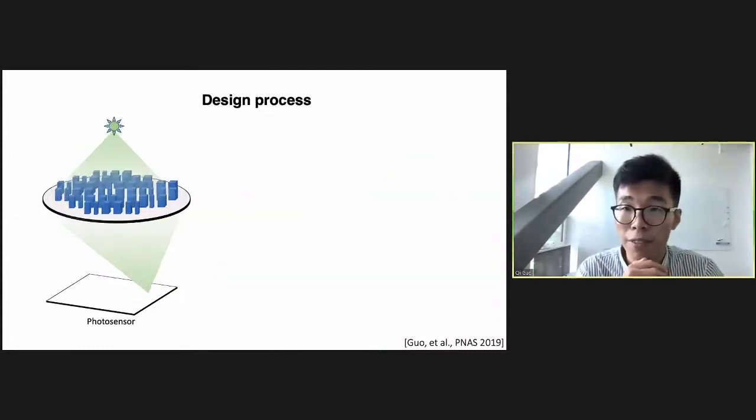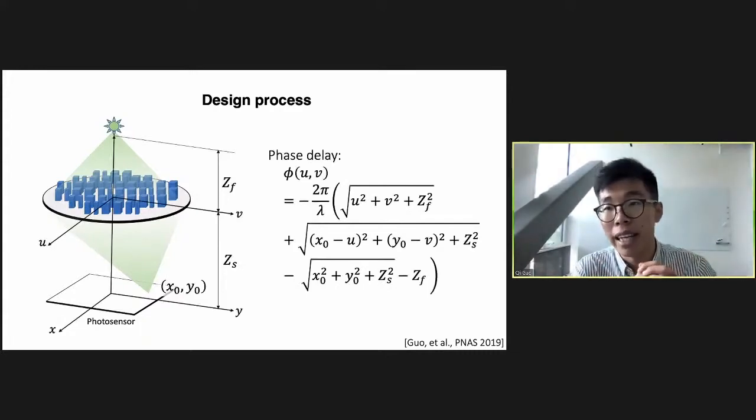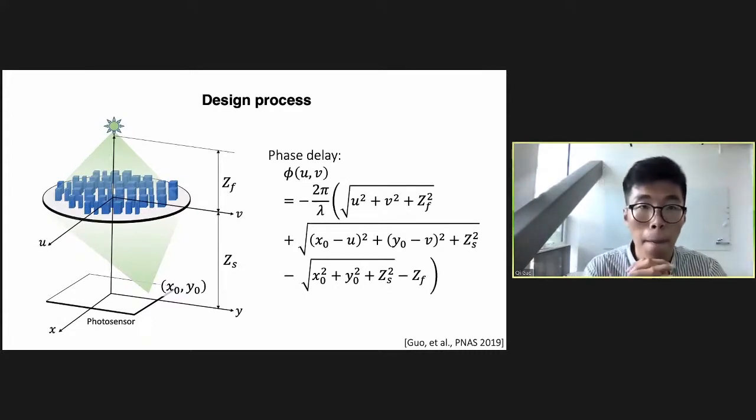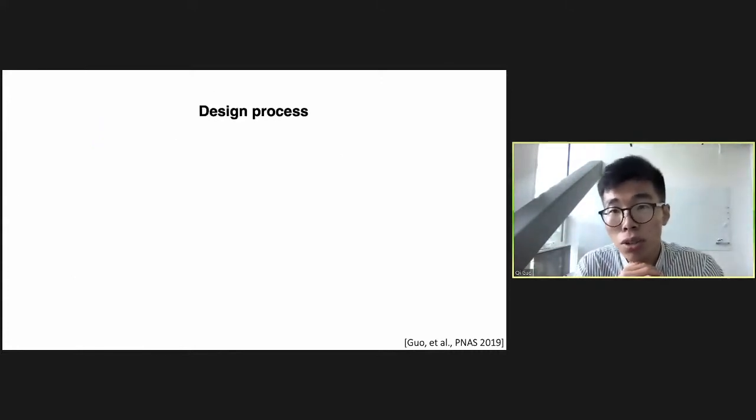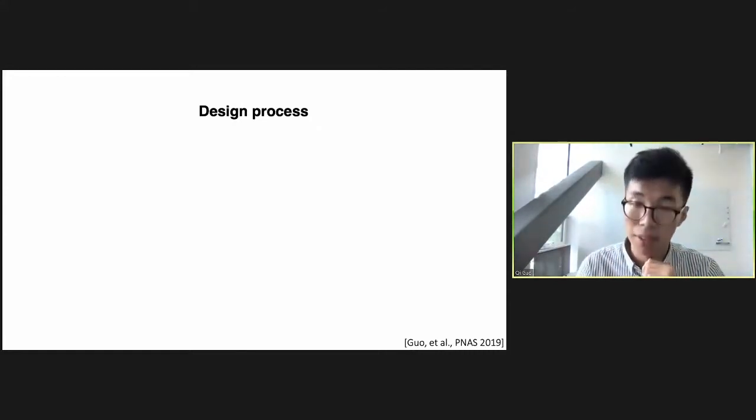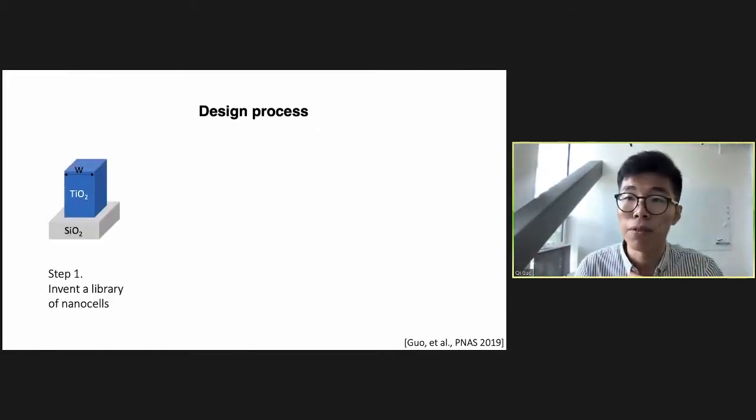For each of the off-axis focusing metasurfaces, it will add a quadratic phase delay to the incoming wavefront. So to design an array of nanopillars on a metasurface that generates a specific wavefront, there are usually three steps. First, we build a library of sub-wavelength nanocells. Each nanocell has a certain shape of nanopillar. For example, in this project, we use cuboid nanopillars. Our library consists of cuboid nanopillars with different width, W.